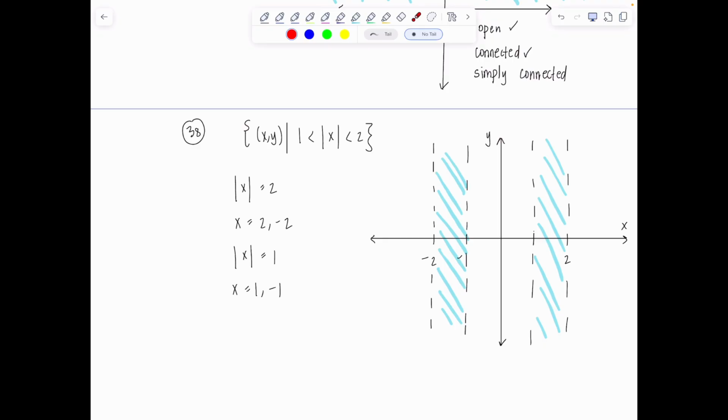Okay? So first, is the region open? Can you draw a disk around any point in the region and stay entirely in D? Yes, it's open. Is it connected? Can you get from any point to any other point staying entirely in D? No. Is it simply connected? It can't be because it's not even connected. So not simply connected either. If it fails connected, then you know it's going to fail simply connected. Okay? All right, 39.